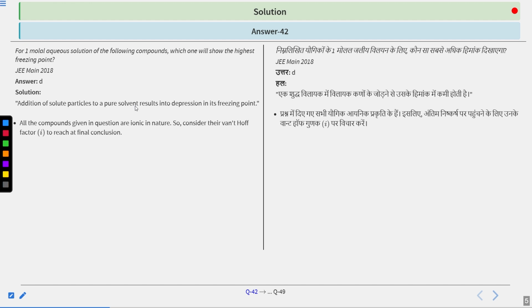So all the compounds which are given in the question are ionic in nature. How are they ionic? Because the ion which is outside the coordination sphere is ionizable. Now the Van't Hoff factor will be the deciding factor, that is your i. This i will decide what amount of depression you will see in the freezing point.